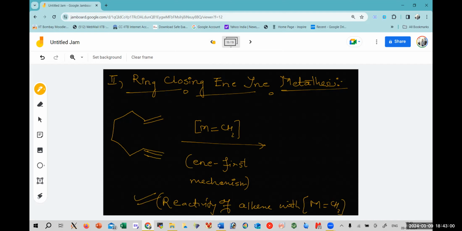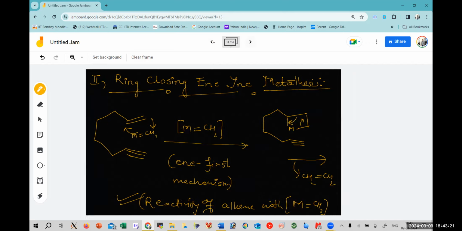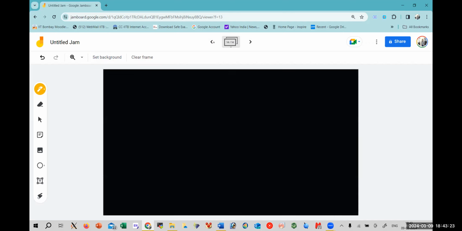So here, if you will see, I'll just draw it this way. So this will go like this. Ultimately, we will be having MCH2, and this goes this way. Now further, this bond will release CH2, CH2. Same mechanism, but just the examples are different.